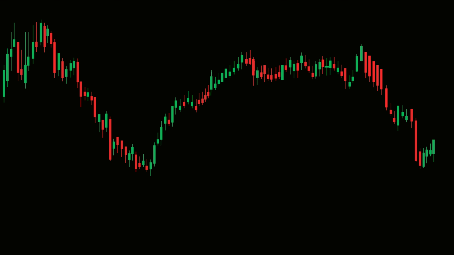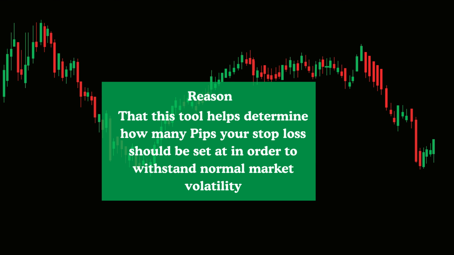The following indicator we want to showcase is ATR, which stands for average true range. It calculates the average range of movement over the last 14 candles for a specific time frame and currency pair. This setting is adjustable, so you can modify the period input from 14 to any value that suits your analysis. Now you might wonder why ATR is important. The reason is that this tool helps determine how many pips your stop loss should be set at in order to withstand normal market volatility.